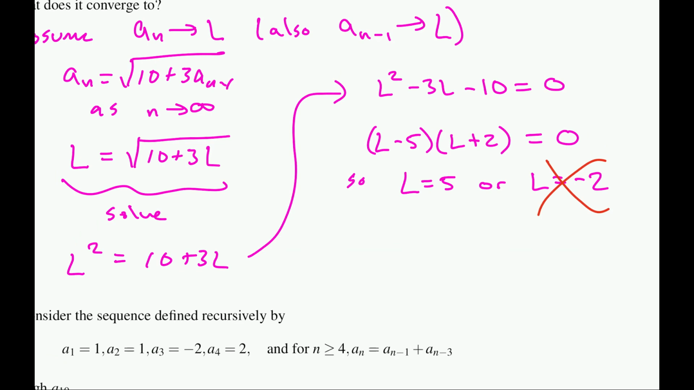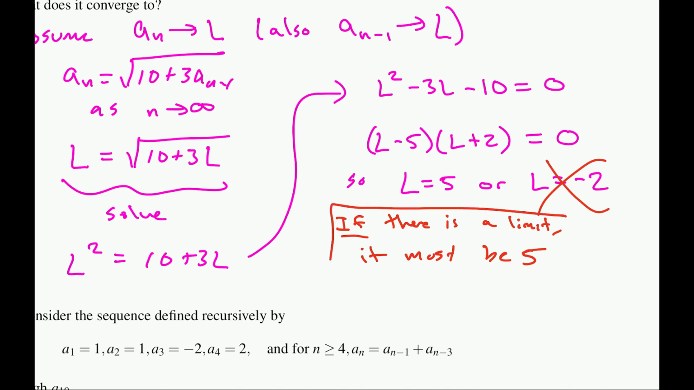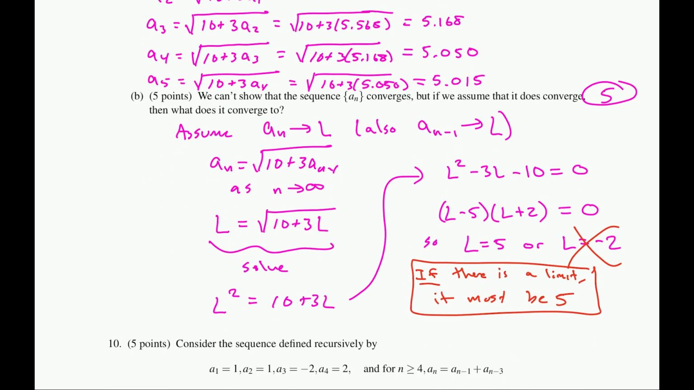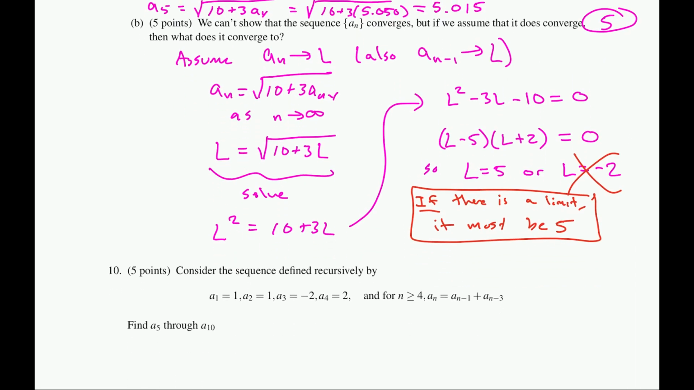So you'd be able to say, if there is a limit, it must be 5. Now that doesn't actually prove that there is a limit, but obviously there is because, when we calculate these numbers up here, we see it going to 5 anyway. But technically, we did not prove anywhere that it actually has a limit of 5. We proved if it has a limit, the limit is 5. Slightly different. Okay, so that's how you do that.